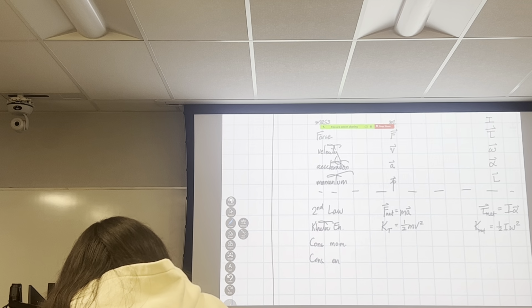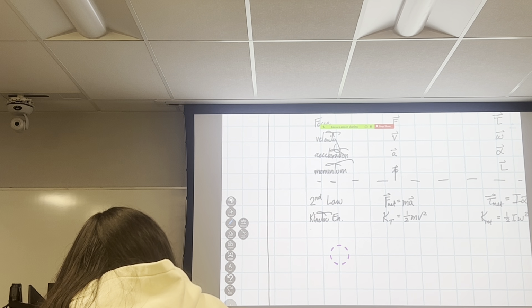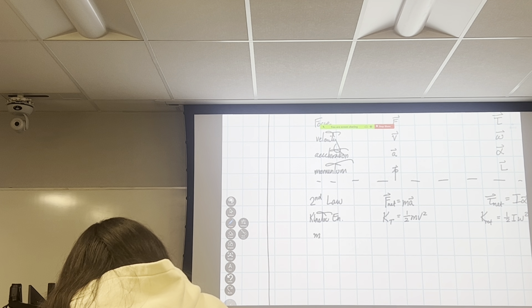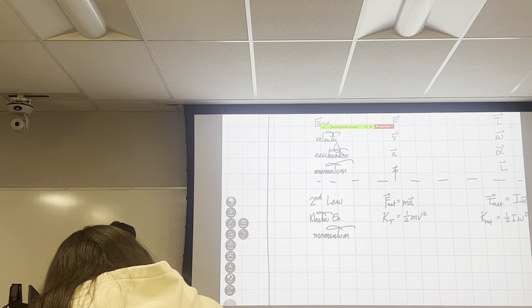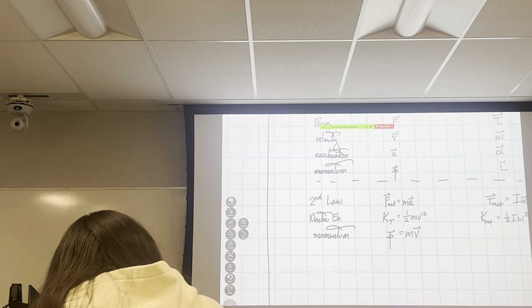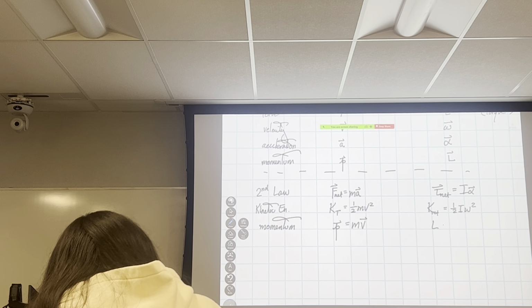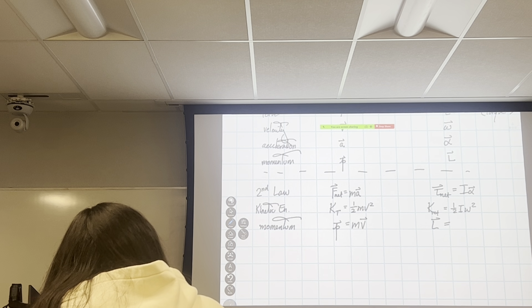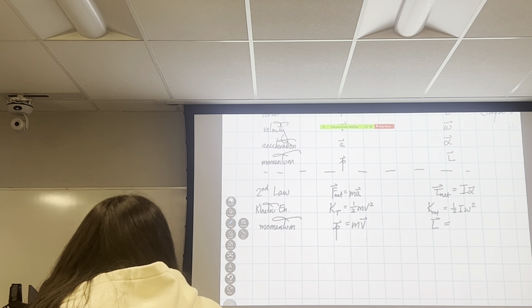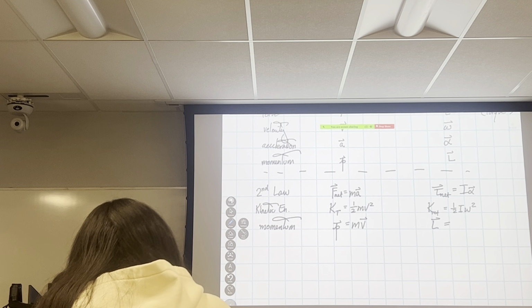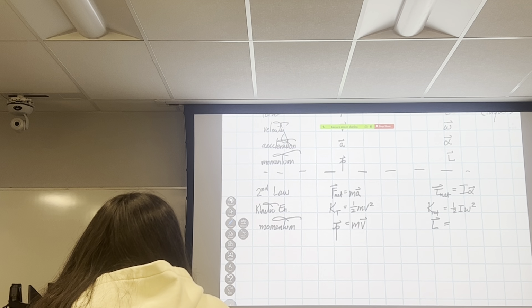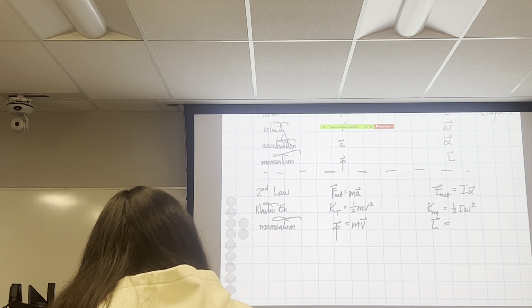Oh, I forgot one thing here. There's supposed to be momentum. Momentum P was equal to mv. So then the angular momentum is going to be equal to what? Yeah, I omega.